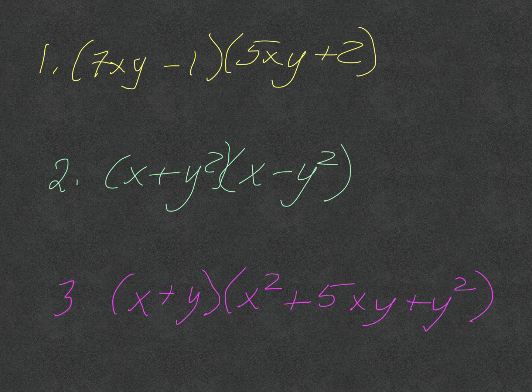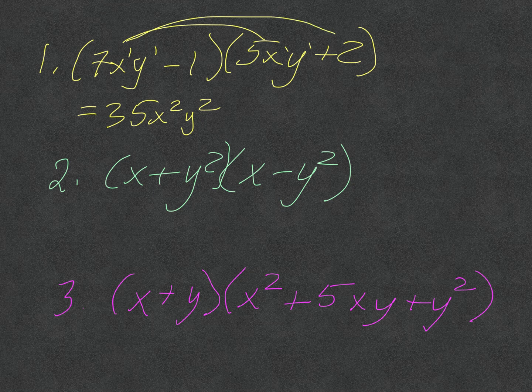Okay, you're back. That means you've tried these, so let's give them a shot. All right, number 1. So 7xy times 5xy. Now remember, the exponents on x and y are 1. So when we add the exponents, we get x squared, y squared. So 7xy times 5xy is 35x squared, y squared. Okay, that was first. And then outside, 7xy times 2 is plus 14xy.